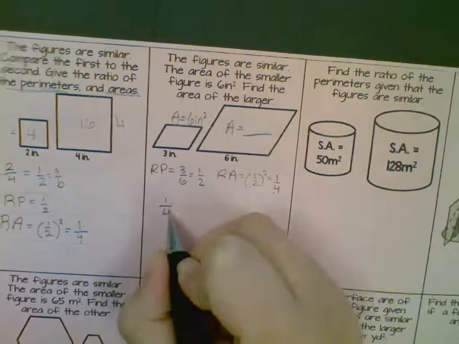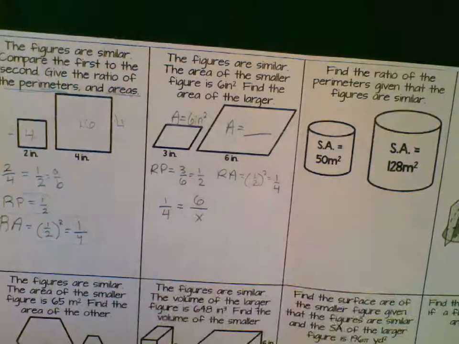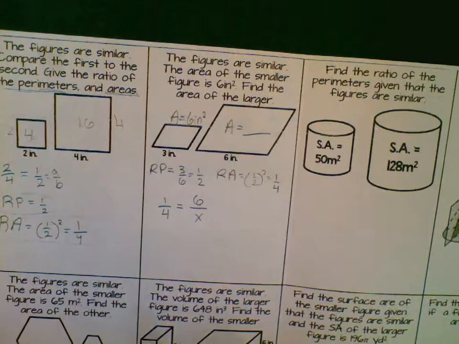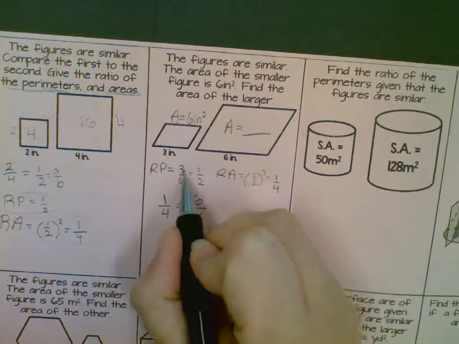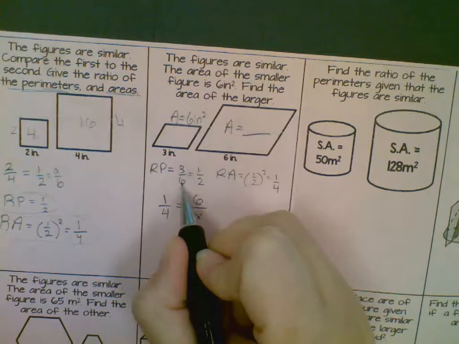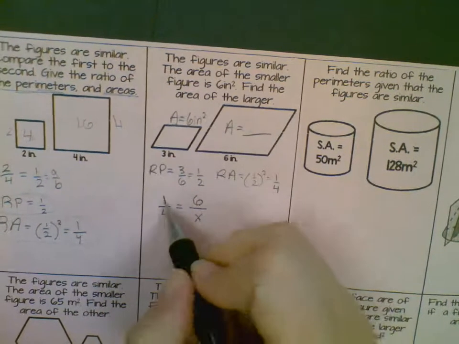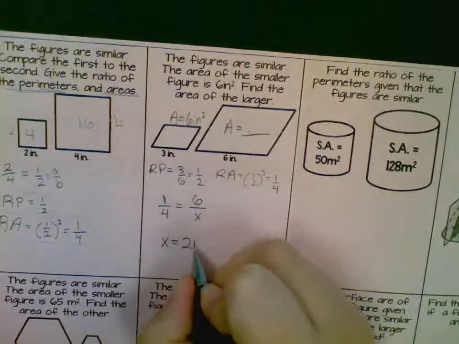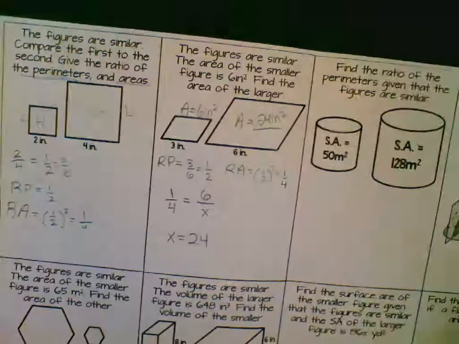So 1/4 equals 6/x. Why did I put the 6 on top? I hope you said it's because I put the 1 on top. The 1 came from the smaller figure. I did small over big. This is for the small, and the big we don't know. Small over big, small over big. If we cross multiply, we get that x equals 24. So the area would be 24 inches squared.